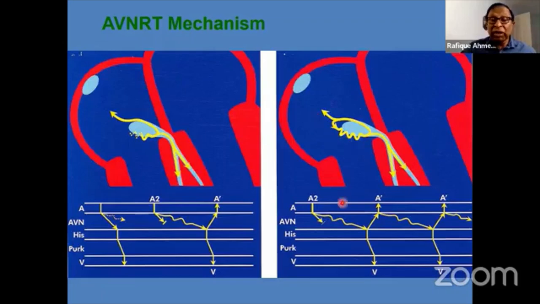But again, the common pathway is the His bundle. So in supraventricular tachycardia, the common pathway is the His bundle, and the morphology of the QRS complex will be decided by the ventricular conduction. If the previous ECG has normal conduction, it will be narrow QRS. If the patient has underlying bundle branch block, it will conform to that pattern. The only exception is if there is an accessory pathway, which I'm going to come to, and the conduction is through the accessory pathway. Then we can have a wide QRS tachycardia with a bizarre morphology, which almost looks like ventricular tachycardia.